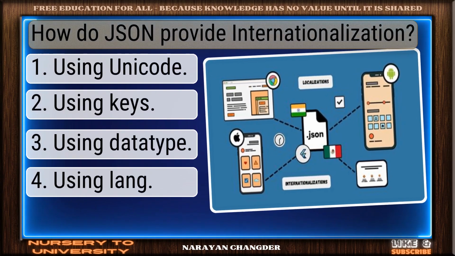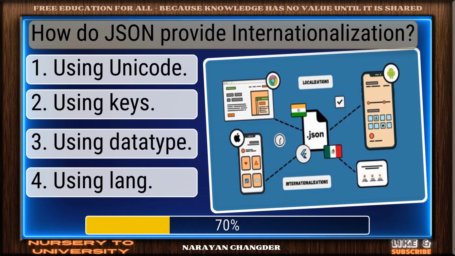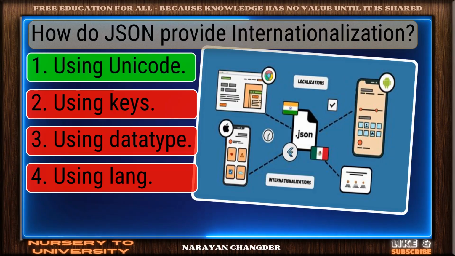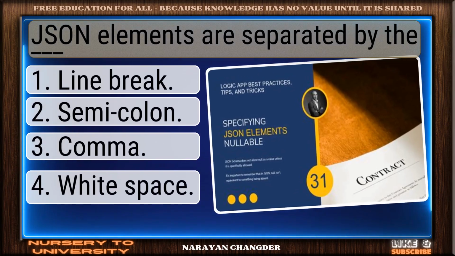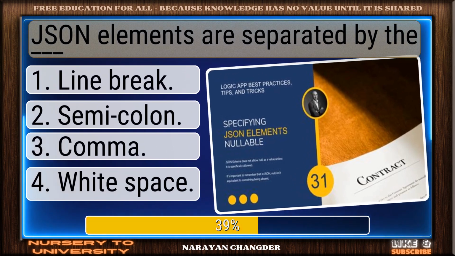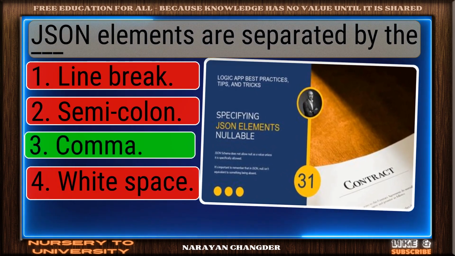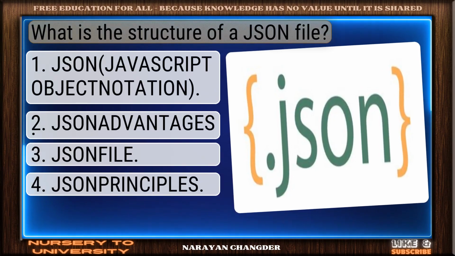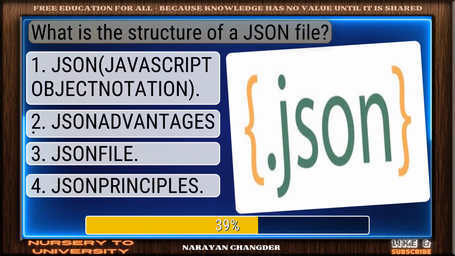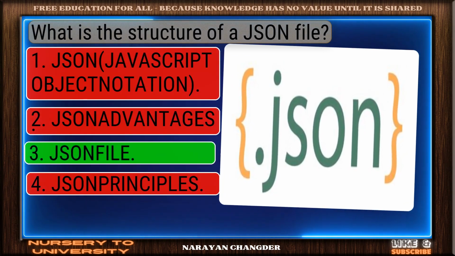Question number 50. How does JSON provide internationalization? Bravo. Using Unicode is the answer. Question number 51. JSON elements are separated by the dash. On track. Comma is the correct answer. Question number 52. What is the structure of a JSON file? Right again, JSON file is a valid answer.